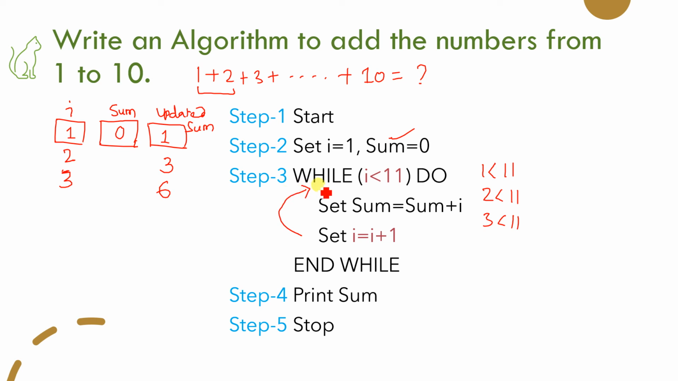Then here I is equal to I plus 1, which is equal to 4. 4 is less than 11. It is also true. Sum is equal to sum plus I. So before that sum is 6, and now I is 4. 6 plus 4 is 10, and it will continue.